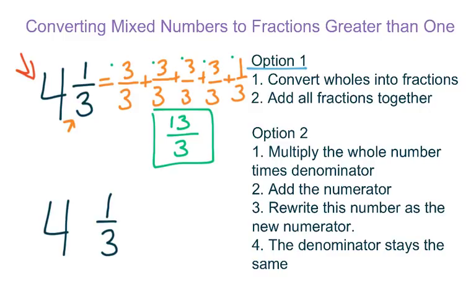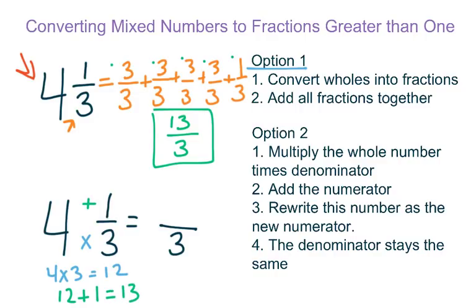My option number 2 involves my multiplication and my addition. So I'm going to start with my multiplication. I'm going to multiply my 4 times 3. Then I'm going to add my numerator, and then I'm going to rewrite with my denominator staying the same. So my first step is to multiply 4 times 3, and that gives me 12. My second step is to add my 12 plus my numerator of 1, and I get 13. And then my third step is to rewrite this new number as my numerator.